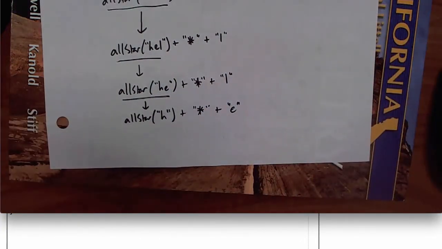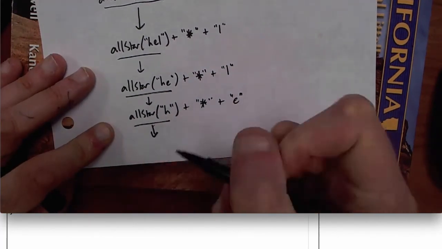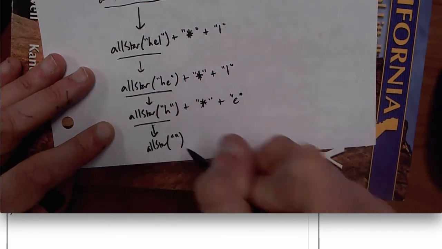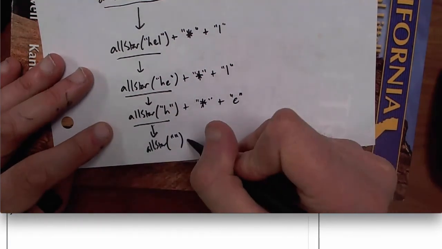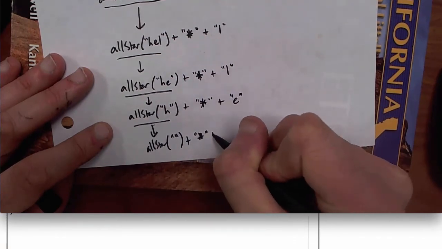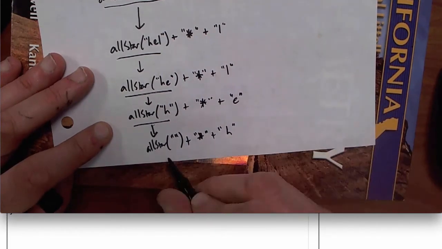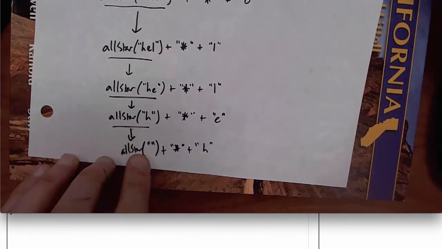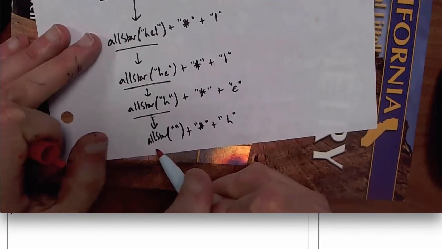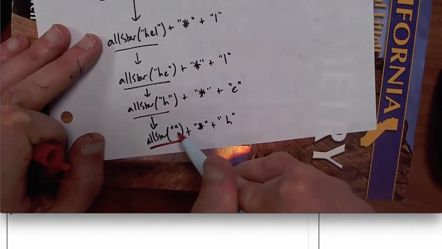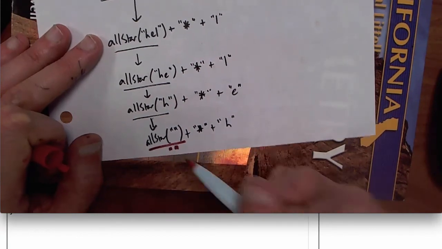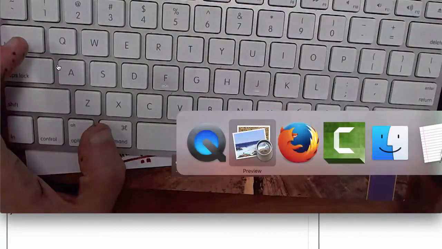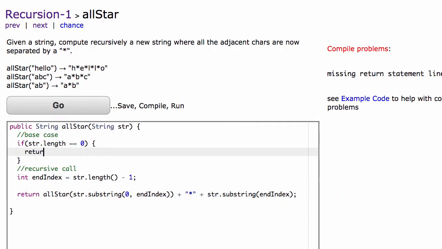So I think to myself, oh, okay, so if I go down, allStar, I shrink this down one more, empty string, okay, plus star H, right? So let's think about that. So it looks like maybe when I get down to here, this is my base case, right? I get to the empty string. When the length is 0, I probably just want to return nothing, right? The empty string in our case. Okay, so I'm going to return empty string.